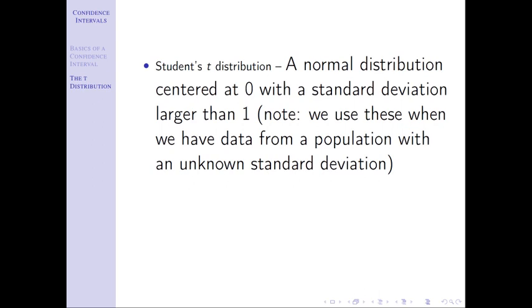Right? A z is a normal distribution, a t is a normal distribution. A z has a mean of 0, a t has a mean of 0. However, a z has a standard deviation exactly equal to 1, and a t has one larger than 1. Okay?